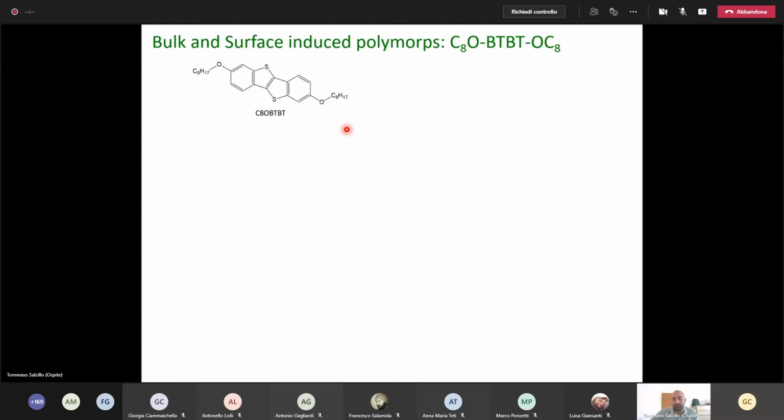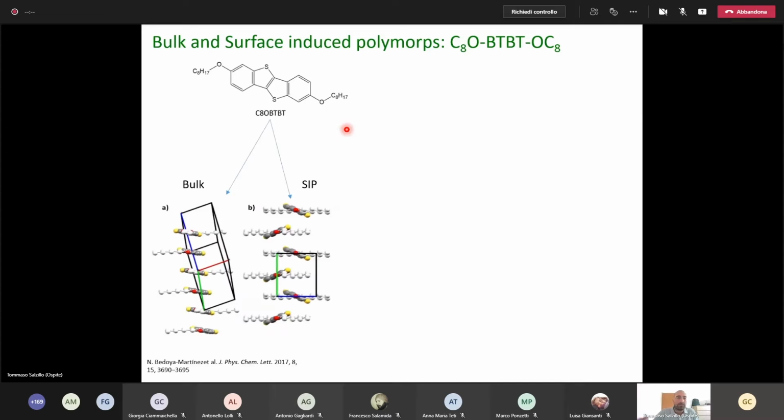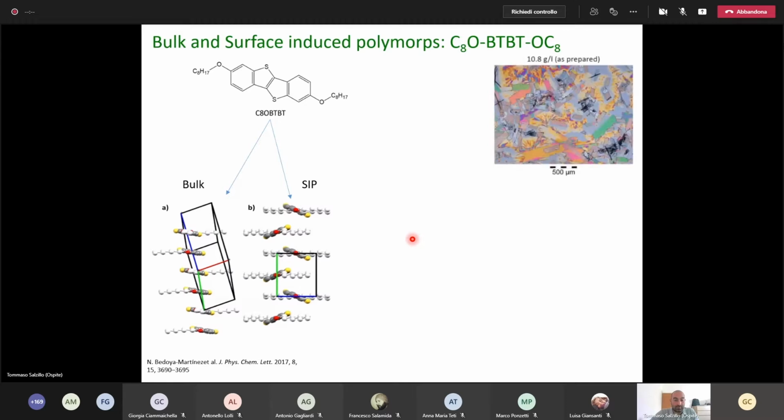compared with evaporation. So this molecule can be crystallized in two different structures, one called bulk, which is characterized by pi-pi stacking of the aromatic core, and the other one called SIP, which stands for surface-induced polymorph. Surface-induced because it has been observed that it is a metastable phase. Indeed, it's very easy to get this structure by drop casting of a solution.